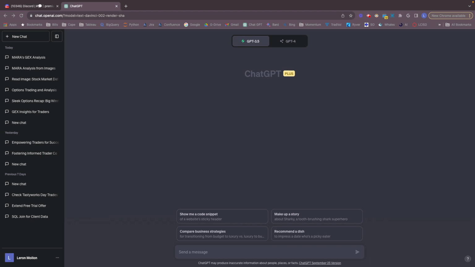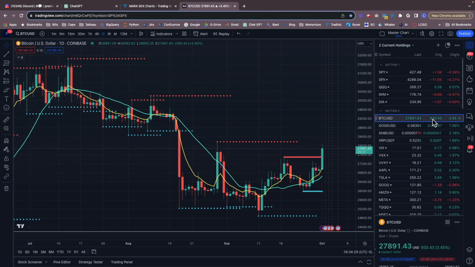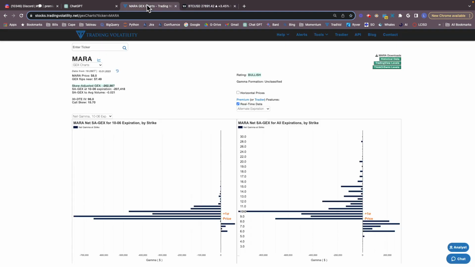So the reason why I'm doing this is because I was looking at Mara. The reason why I'm looking at Mara is because BTC is running its ass off right now, so I'm probably gonna have to exit the position.